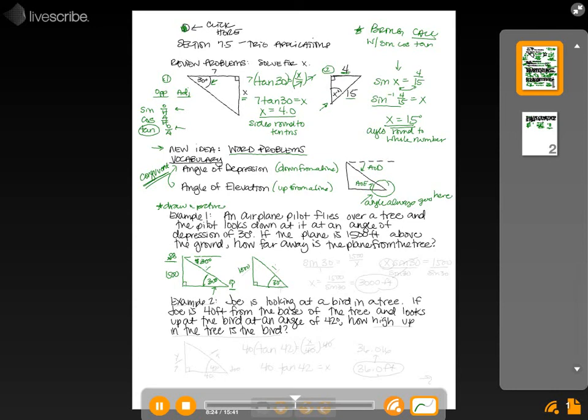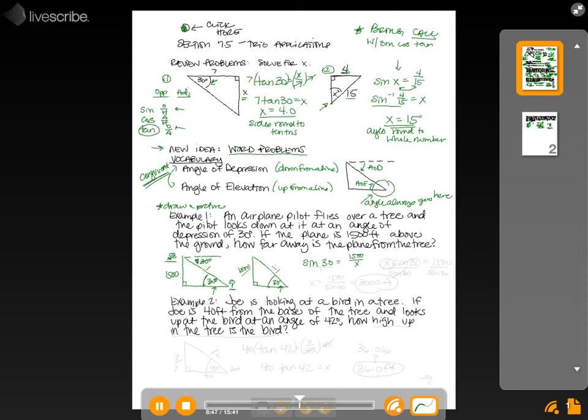Alright, so we need to look at our trig functions. Which one of those goes with this picture? We always go off the angle that they give us, so the 30 here. Well, they give us the opposite, which would be the 1,500, and then the hypotenuse. So that tells us it's going to be sine. Sine of our angle, which is 30, equals opposite over hypotenuse.